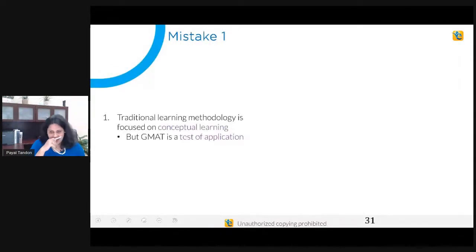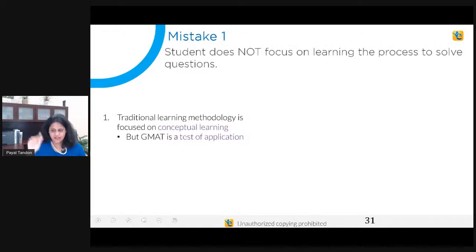Now, this is where I come to the mistakes. Mistake number 1 is that students do not focus on learning the process to solve questions. Okay, that is classic mistake number 1. Now, how many of you are currently making that mistake? Say yes if you are in the chat pod over here. Now, why is it that students do not focus on learning the process?